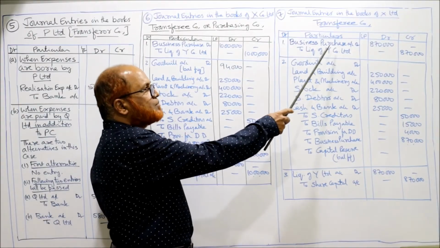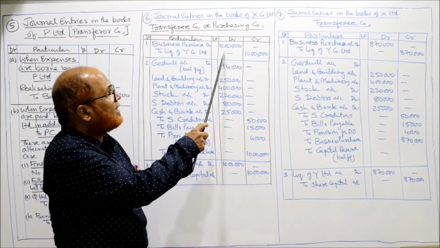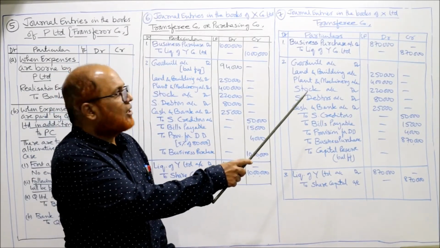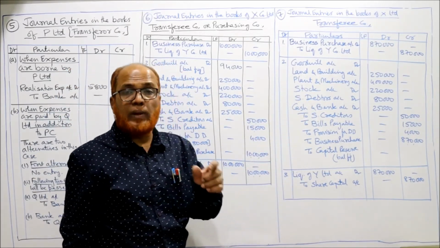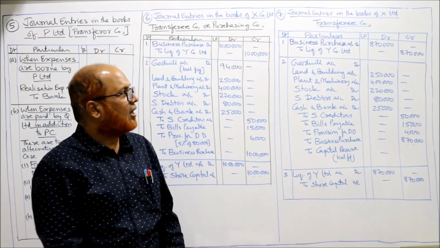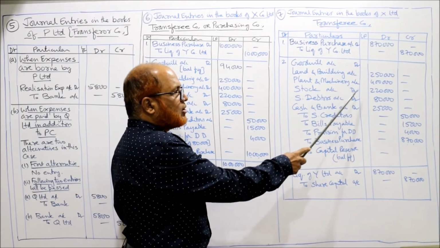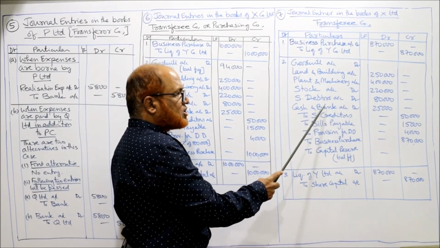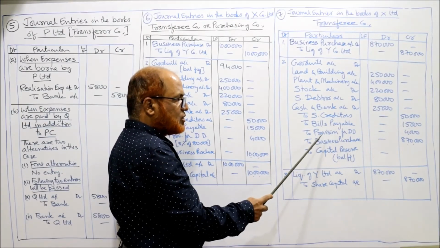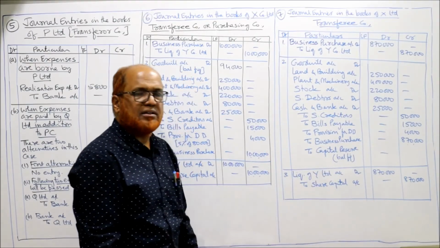So first entry, business purchase account debtor to liquidator of Y Limited 8,70,000. Earlier it was 10 lakh, now it is 8,70,000. Same entry. Second entry, we will pass goodwill account debtor. If goodwill comes we will write it, if not, just put a dash. Now land and building account debtor 2,50,000, plant and machinery 4 lakh, stock 2,20,000, debtors 80,000, cash and bank balance 25,000. Sundry creditors 50,000, bills payable 15,000, provision for doubtful debts 4,000, business purchase 8,70,000.